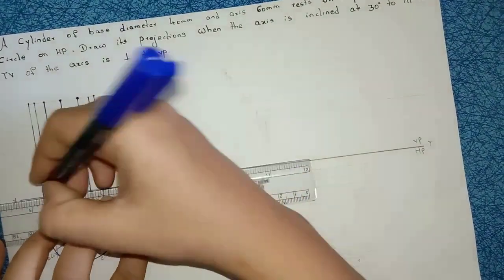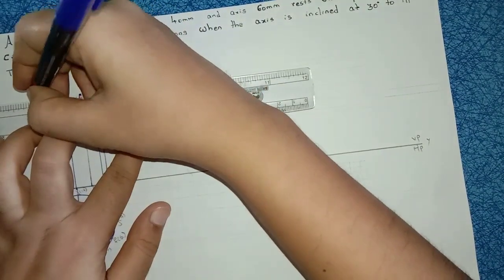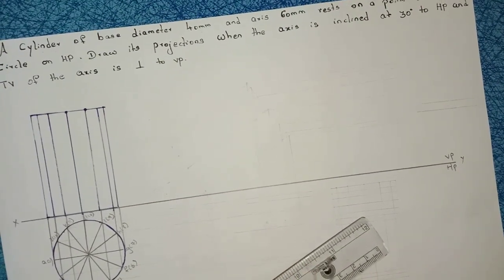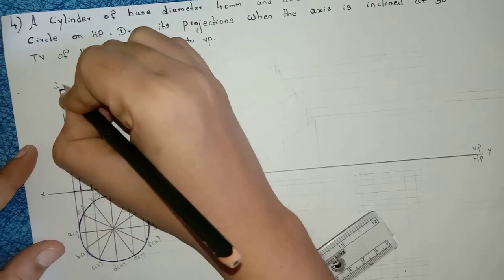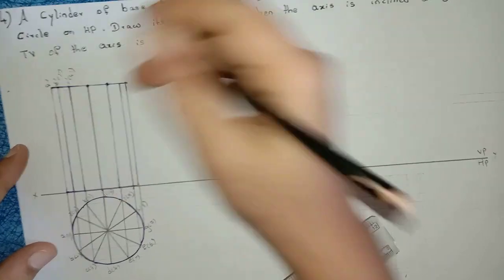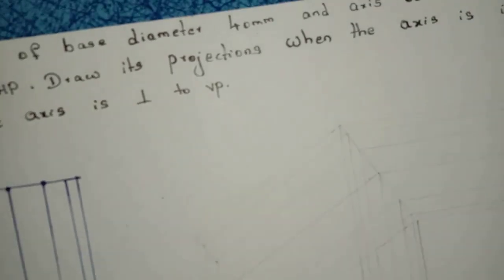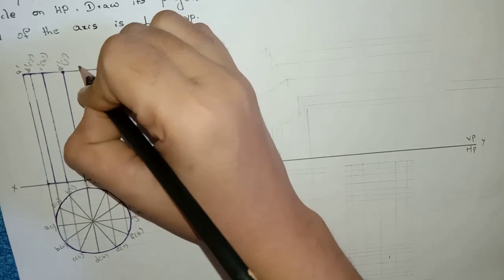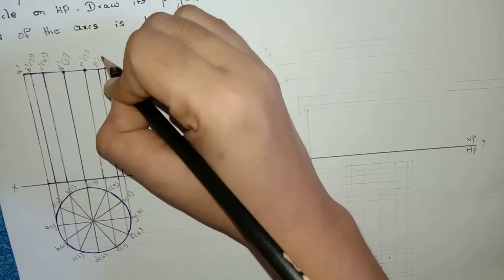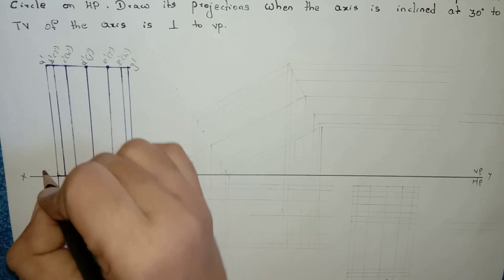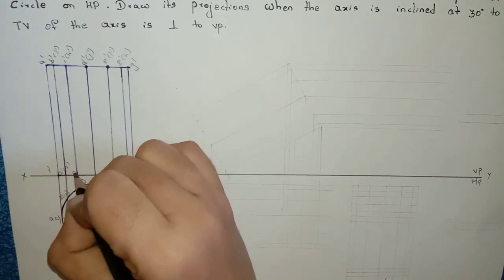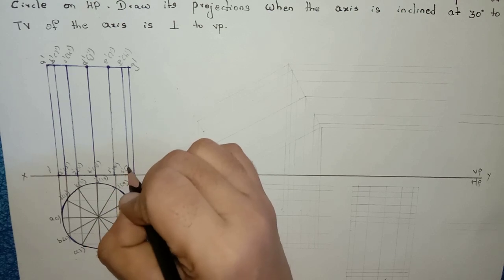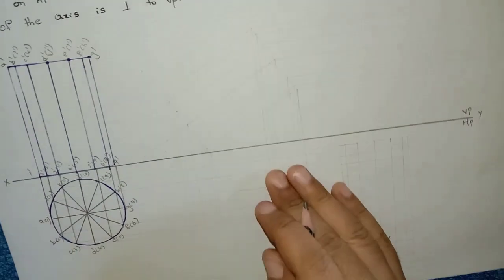Right, now join here. Right, so name this point as here A dash, B dash of L dash, C dash of K dash, D dash of J dash, E dash of I dash, F dash of H dash, G dash, and here 1 dash, 2 dash of 12 dash, 3 dash of 11 dash, 4 dash of 10 dash, 5 dash of 9 dash, 6 dash of 8 dash, and last one is your 7 dash.